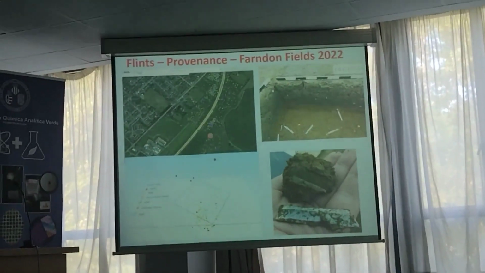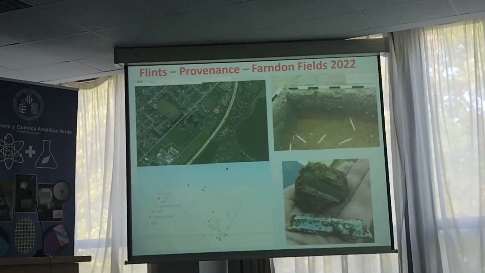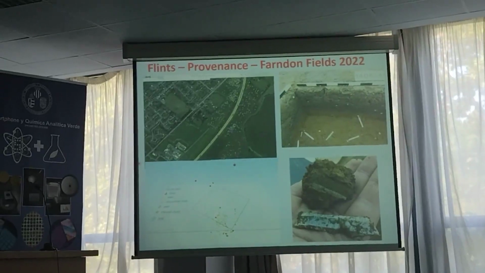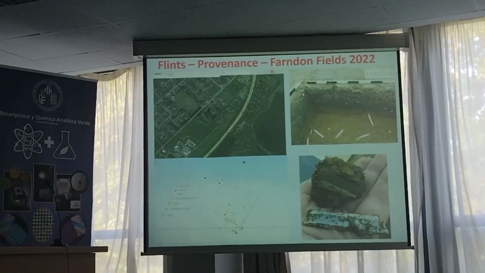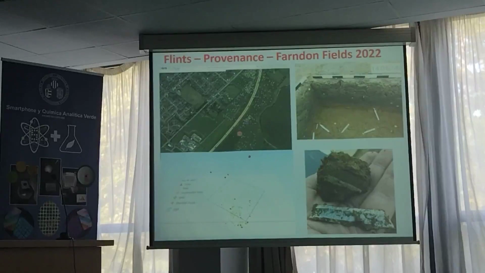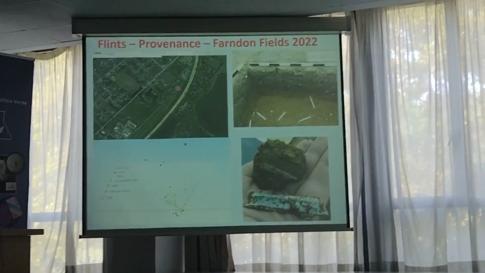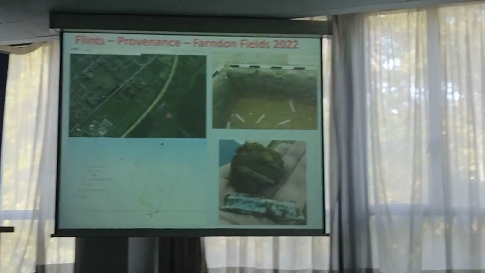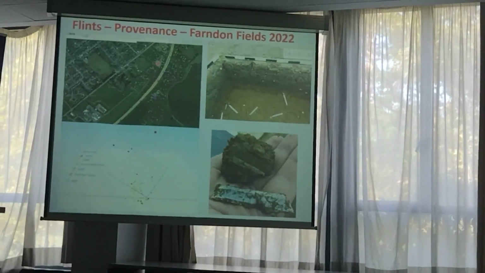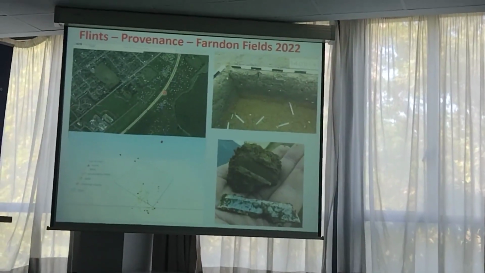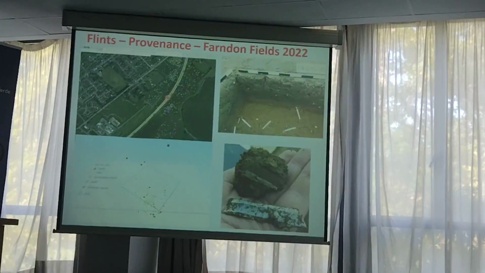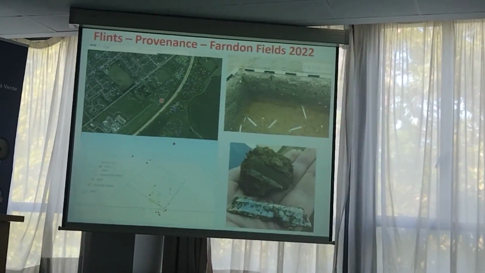So each of these spots on the map is a find on the surface. And this is maybe 2 kilometres by 1.5 kilometres. Several times they have walked the fields here. And this is actually a road going through the centre, because the site was first found when they built this new road. By chance they found that there were some flints.